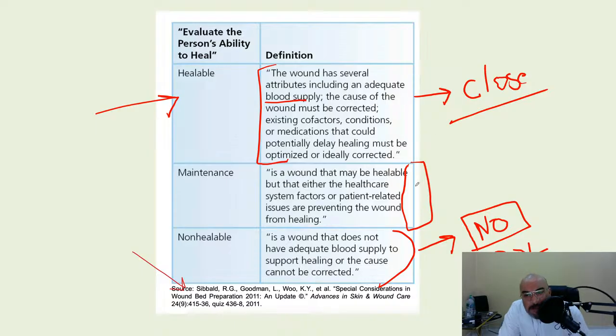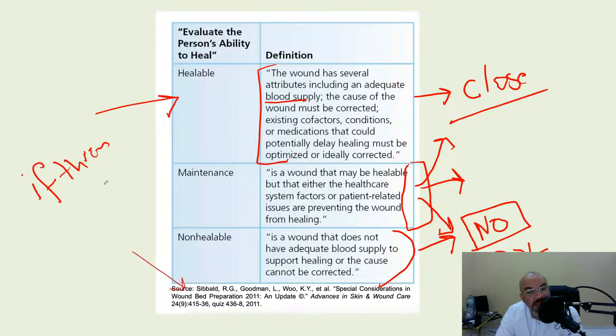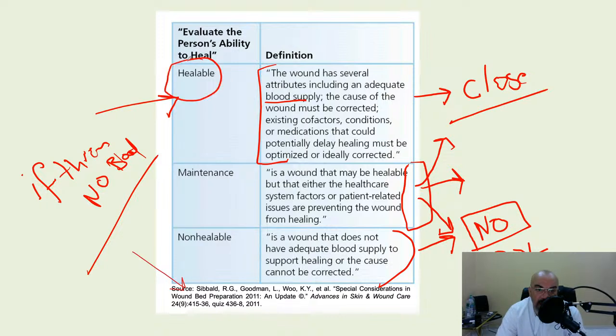There are some factors pushing wounds to be healable, and other factors pushing them to be non-healable. What are these factors? They are systemic factors or patient-related issues, such as blood supply, circulation, and so on. Always remember, if there is no blood, there is no wound healing. Based on this, I will evaluate the patient's condition and end by categorizing the wound as healable, stagnated or maintenance, or non-healable.